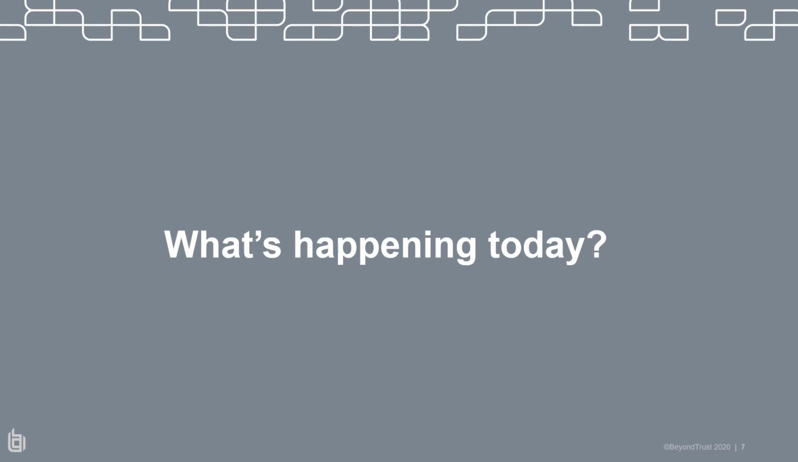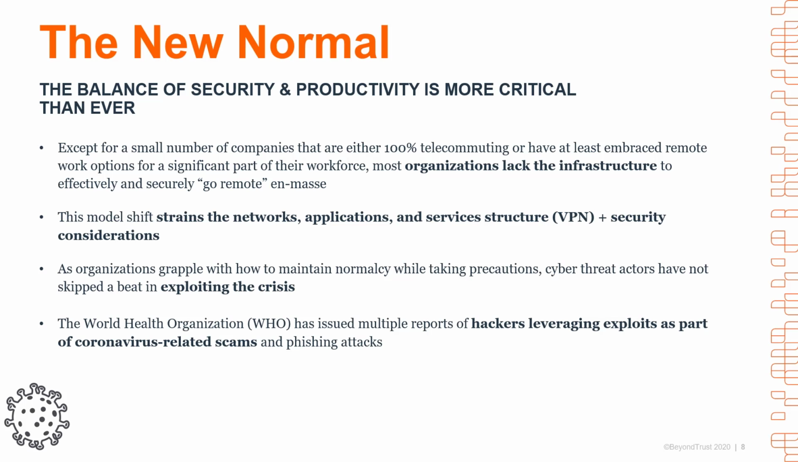What we can do now is look at what is currently happening, in particular around the current COVID-19 requirements that we face. We find that many organizations are struggling to find the balance between productivity and security. Organizations have had to change their operating model to either 100% telecommuting or have a huge workforce working remotely. In reality, we find that most organizations do not have the infrastructure to meet their remote workforce requirements. This is putting additional strain on the network, applications, and the systems.